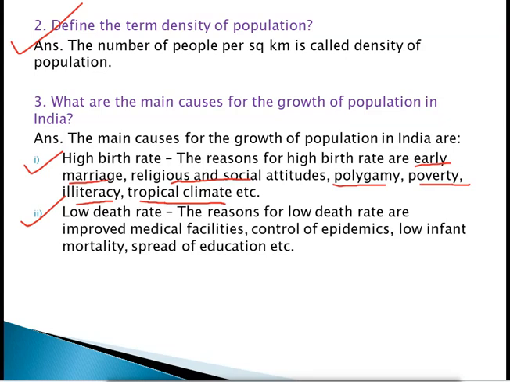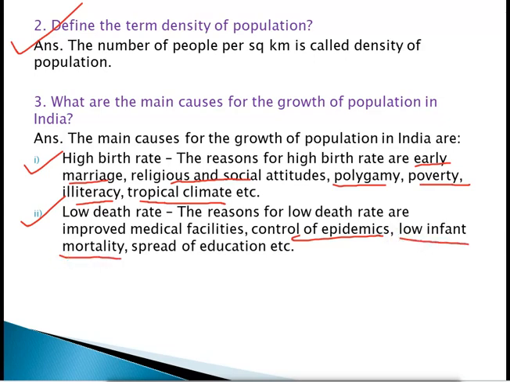Next, we have low death rate. The reasons for low death rate are improved medical facilities. Because of scientific progress, they have discovered cures and medicines for many diseases. So because of improved medical facilities, the death rate is decreasing. Control of epidemics: just a few years ago we had the COVID situation, coronavirus. It created havoc in our country, but they developed the vaccine and it's under control now. Low infant mortality rate.